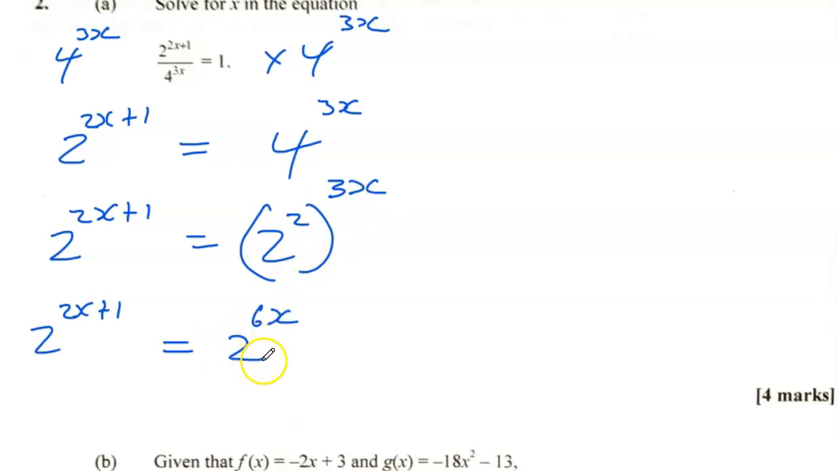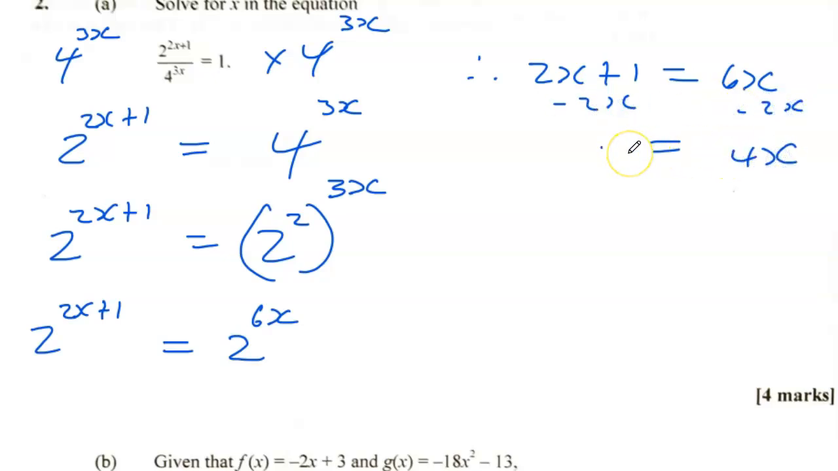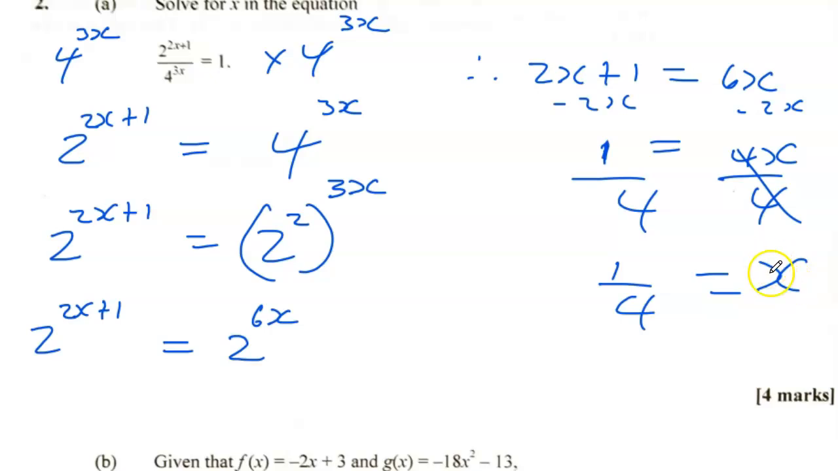Now, since the bases are the same, we can therefore equate the powers here. So we end up with 2x plus 1 equal to 6x. And we can solve this. Let me just subtract 2x from both sides. I'll end up with 4x equal to 1. I'm solving for x, so I divide both sides by 4. So x is equal to a quarter, or 0.25.